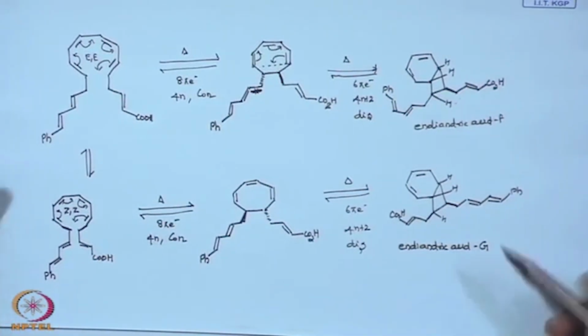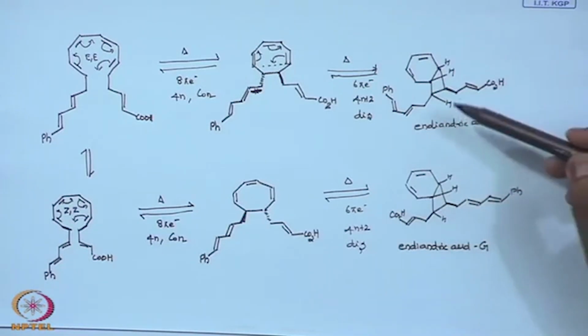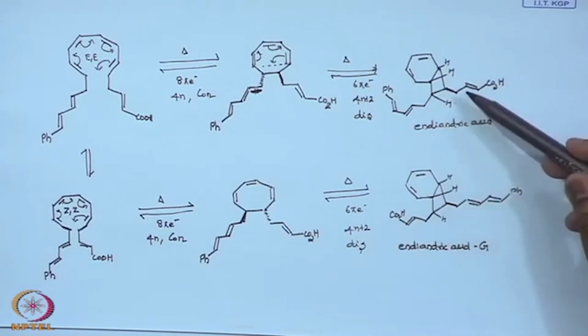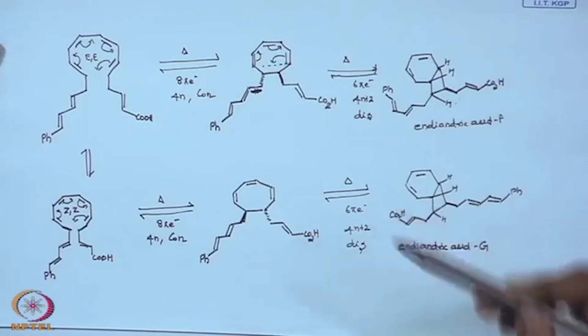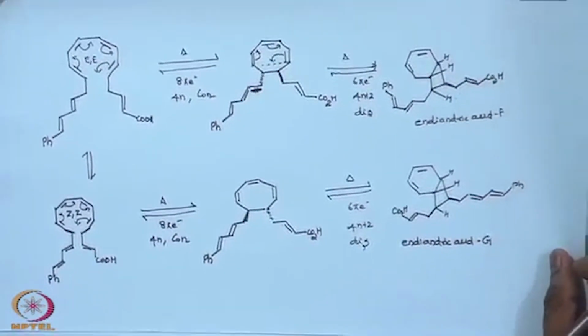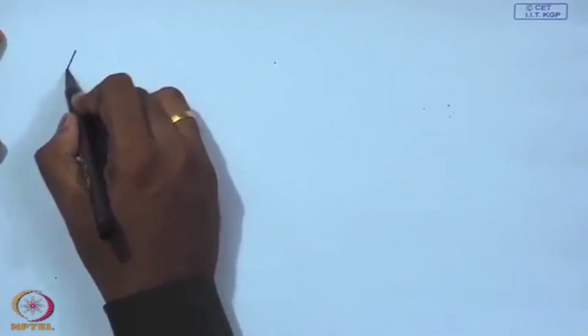Now, you have these two molecules. Now, tell me whether they will undergo Diels-Alder reaction, endiandric acid F and G. Yes, both will undergo nice Diels-Alder reaction. We will write the structure again, F and G, and see how it undergoes Diels-Alder reaction. Okay. So, how was the structure?